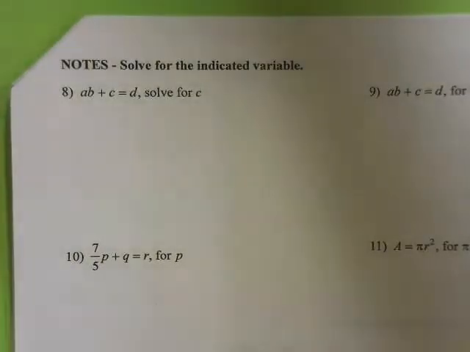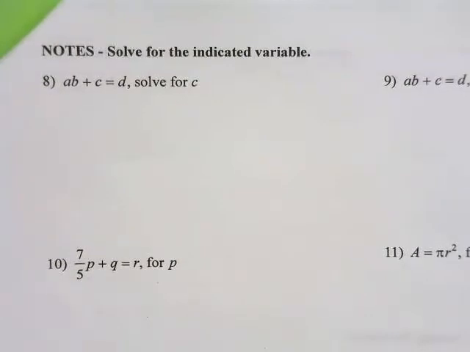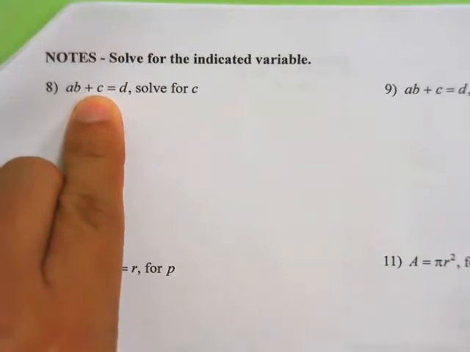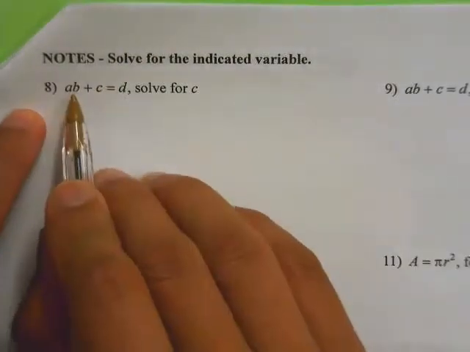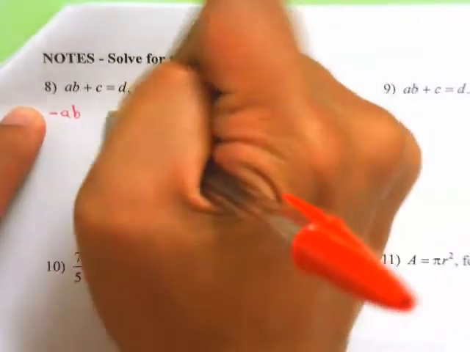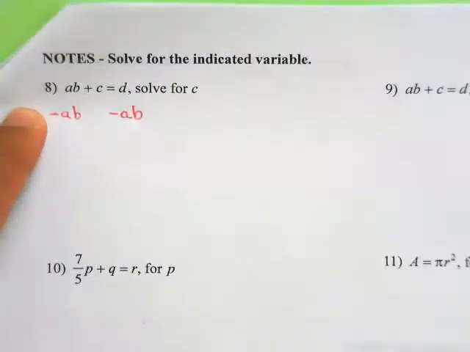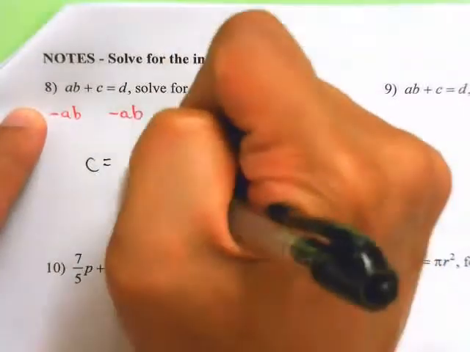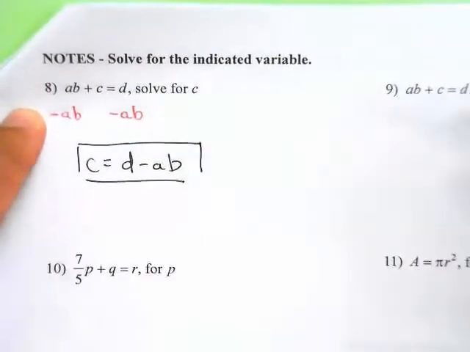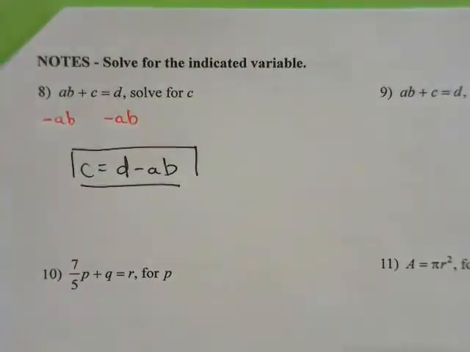So let's start off with number 8. AB plus C is equal to D, and we want to solve for C, meaning we just want to isolate that by itself. Even though they're multiplied together, it's a positive AB, so I'm going to subtract AB on both sides, and then you've already solved for C. C is equal to D minus AB, and that's that for number 8. That's all you can do.